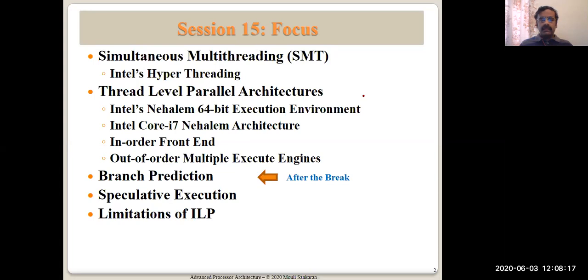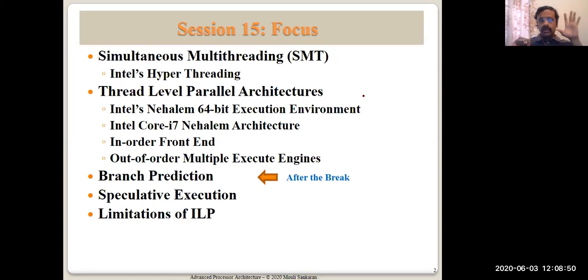SMT is a hardware feature. It is simultaneous multiple threads running on a single core. Those who have attended the systems programming know a little bit more about processes and threads from the implementation perspective, especially from the Linux perspective. Even those who have not attended the systems programming know about processes and threads.